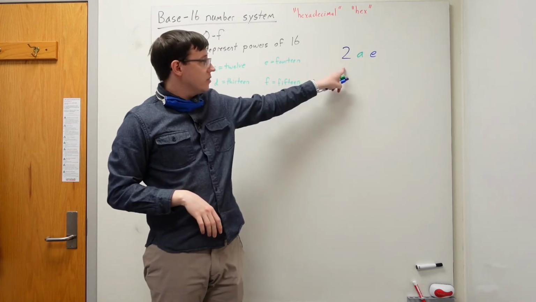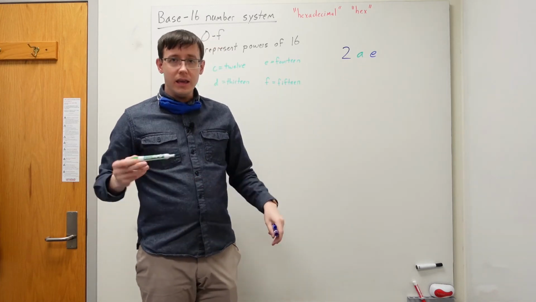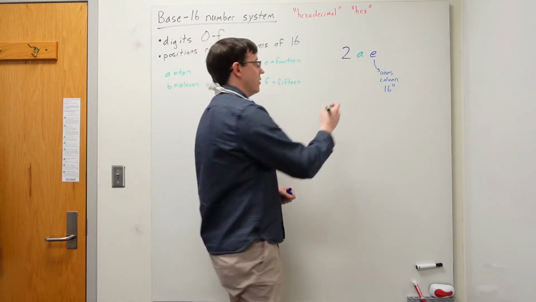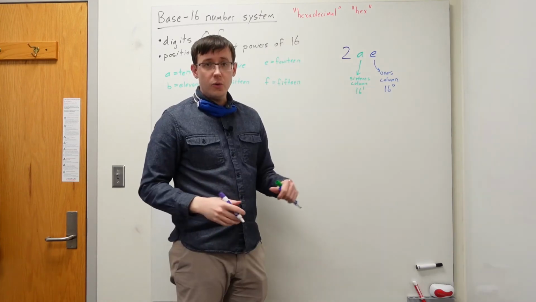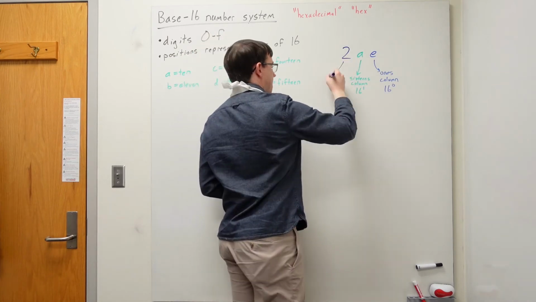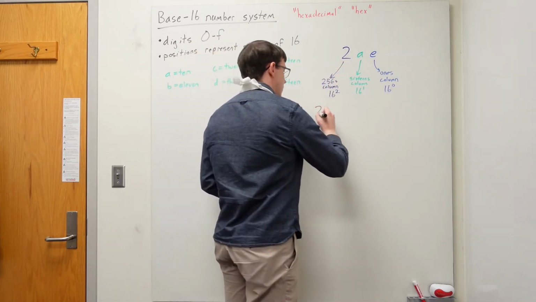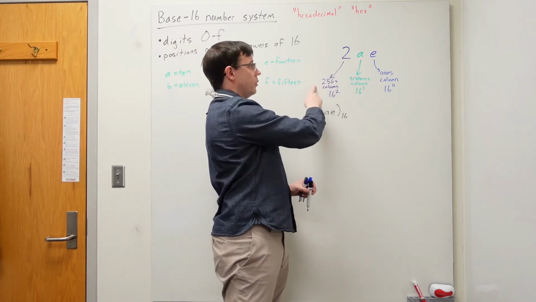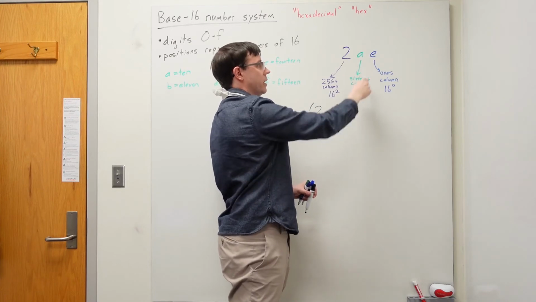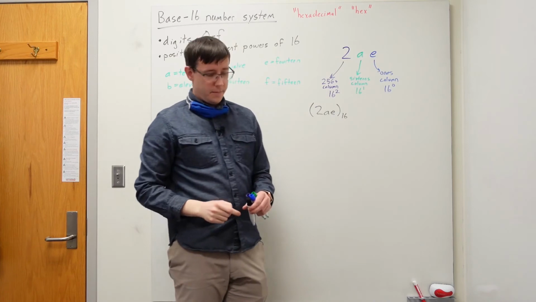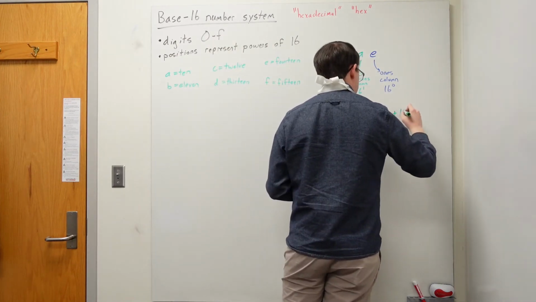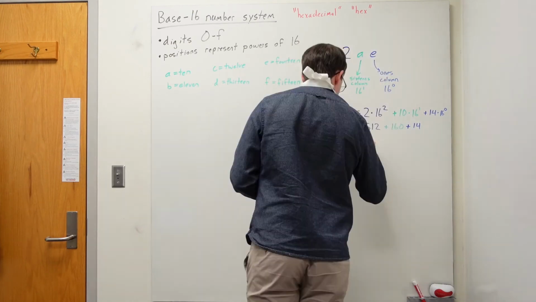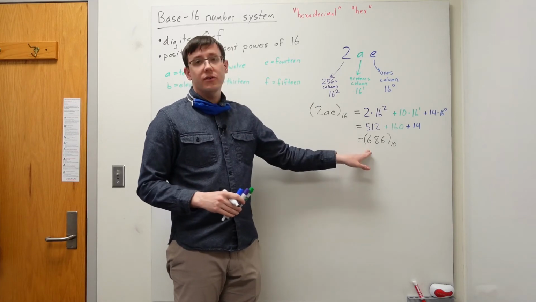If we consider the hexadecimal number 2AE, then the E is in the ones place, the A is in the 16s place, and the 2 is in the 256s place. And so 2AE base 16 is equivalent to 2 times 256 plus 10 times 16 plus 14 times 1. And so in base 10, that gives us 686.